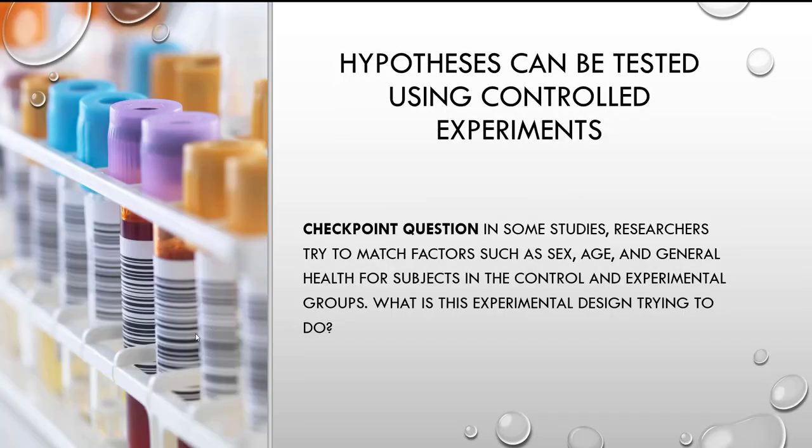All right, so here's a question for you. Hypotheses can be tested using a controlled experiment. Just a checkpoint question. In some studies, researchers try to match factors such as sex, age, and general health for subjects in the control and experimental group. What is this experimental design trying to do?